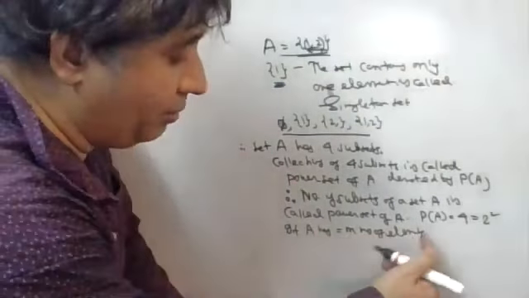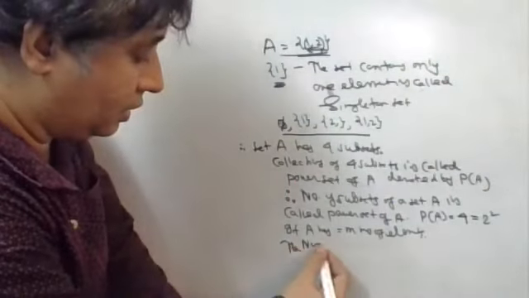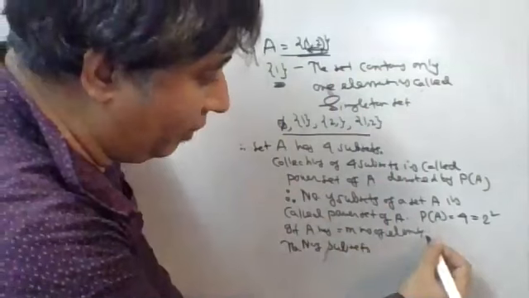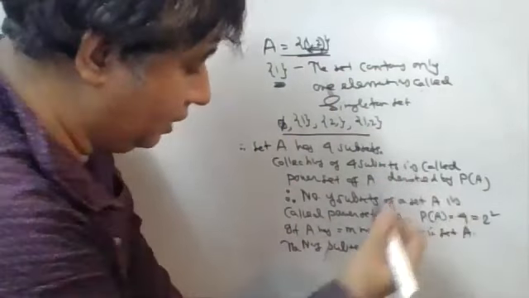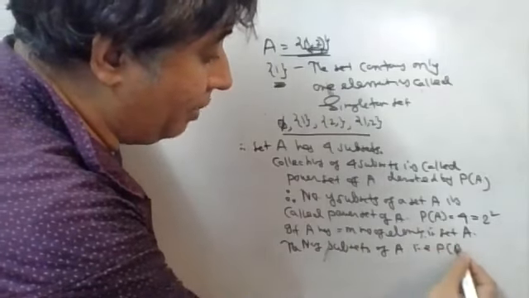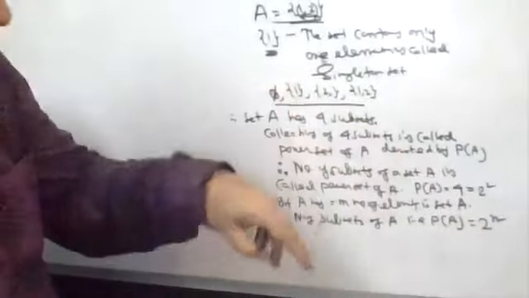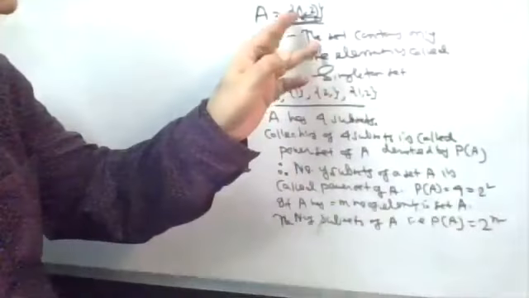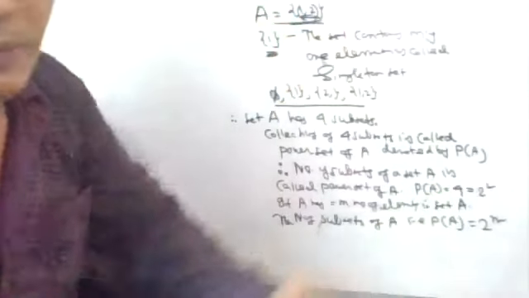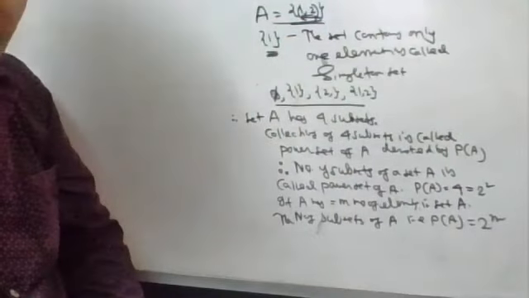Now, if A has n number of elements, then the number of subsets of A, that is the power set of A, is 2 to the power n. That is the formula. Once you get that A has 2 elements, then the power set of A has 2 squared elements, and for n elements, 2 to the power n. So this is the definition of power set. Hope you understood.